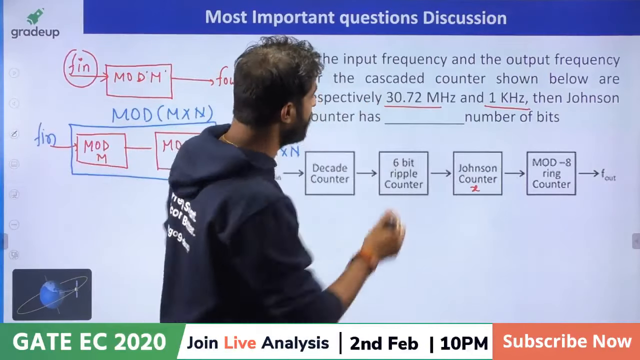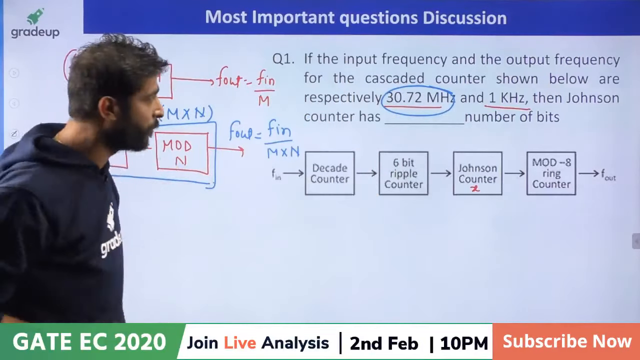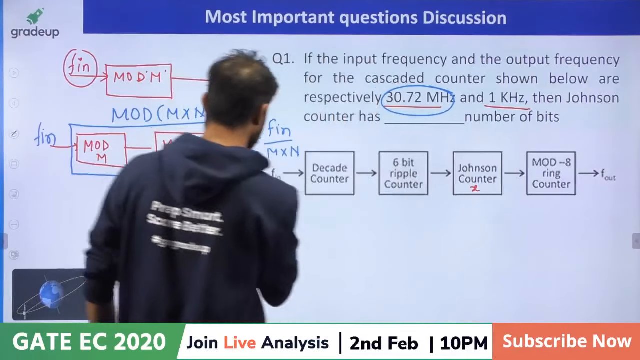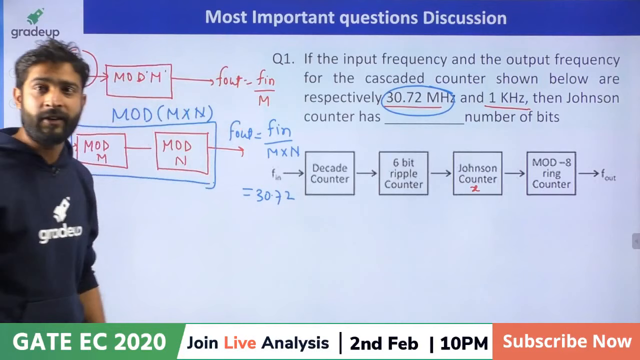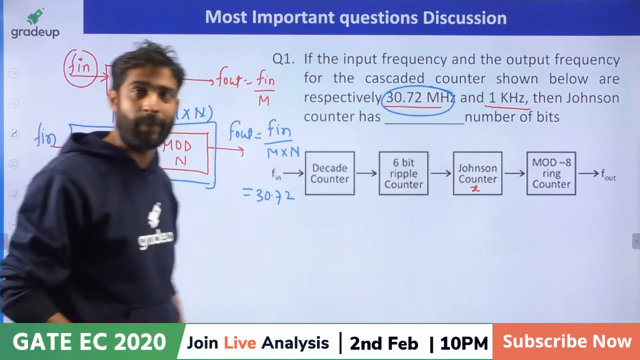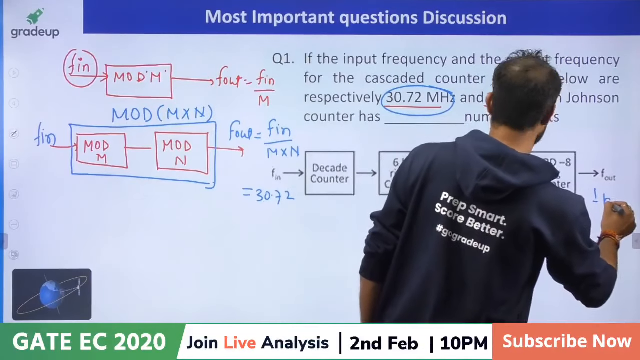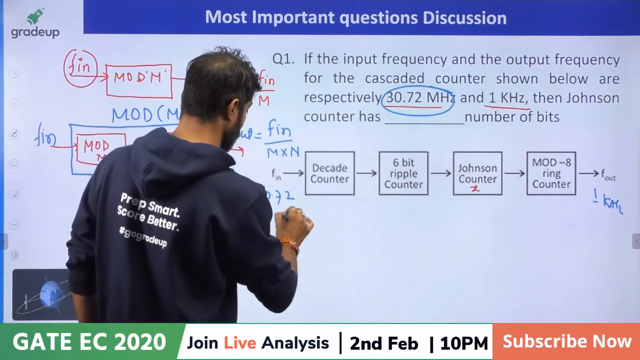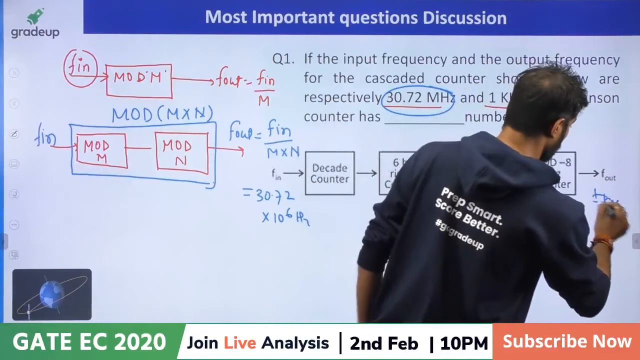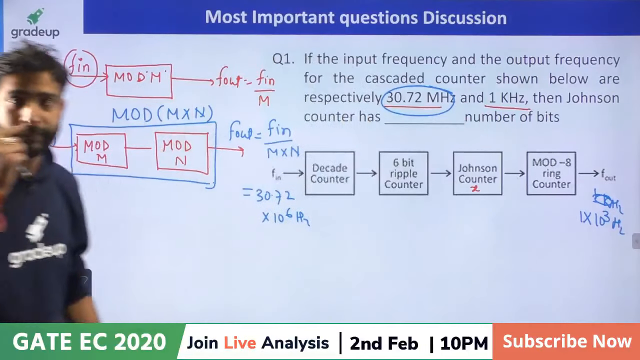So my dear friend, if you want to solve, just read the question. The input frequency given in the problem is 30.72 megahertz. And the output frequency given in the problem is 1 kilohertz. Vaibhav, means आपकी preparation अच्छी चल रही है, right? It is in megahertz, so I'm writing 30.72 into 10 raised to power 6 hertz, and 1 into 10 raised to power 3 hertz. Unit should be the same, right?